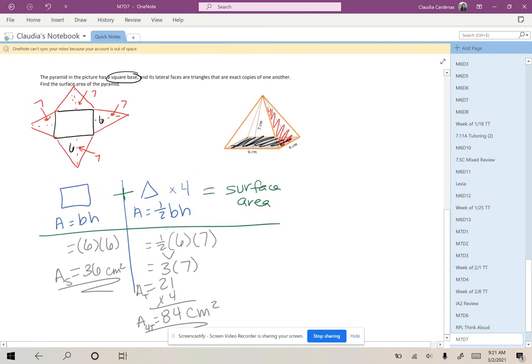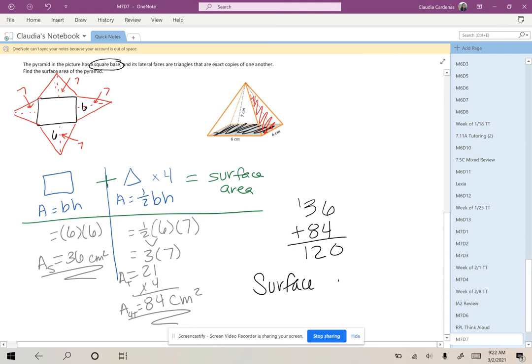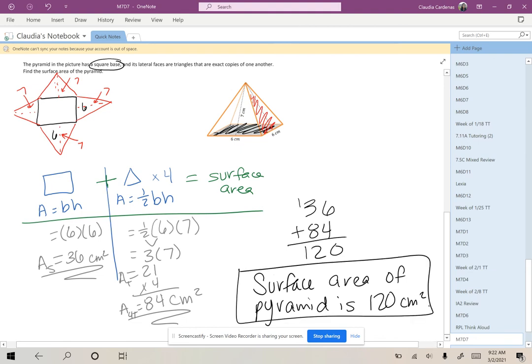Well, am I finished now that I have the area of each shape? I am not quite there because now I know that I need to add 36 plus 84 together so that I can get my total surface area. So the surface area of the pyramid is 120 centimeters squared. So let's stamp.